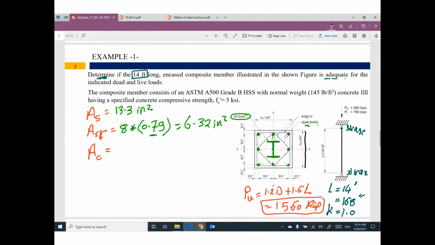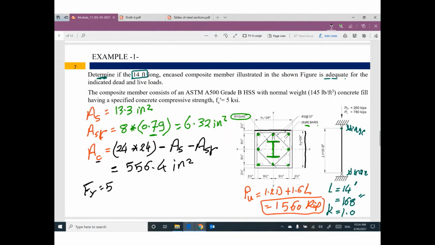So what is the area of concrete? This total length is 24 inch, and this total length is 24 inch. But this is not concrete only. We need to subtract the area of steel and the area of steel reinforcement to get the pure concrete area. So 24 times 24 minus 13.3 minus 6.32. The area of concrete will be 556.4 inches square. Does that make sense?